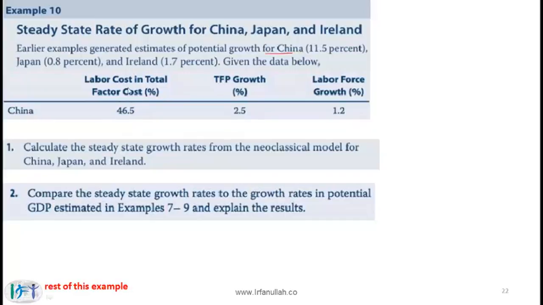For China, the labor cost in total factor cost is 46.5%. Now this is the 1 minus alpha that we've been talking about on the previous slide. The total factor productivity growth rate is 2.5%. This is the theta that we just talked about, and the labor force growth of 1.2, this is n. We are then asked to calculate the steady state growth rates from the neoclassical model for China, Japan, and Ireland.